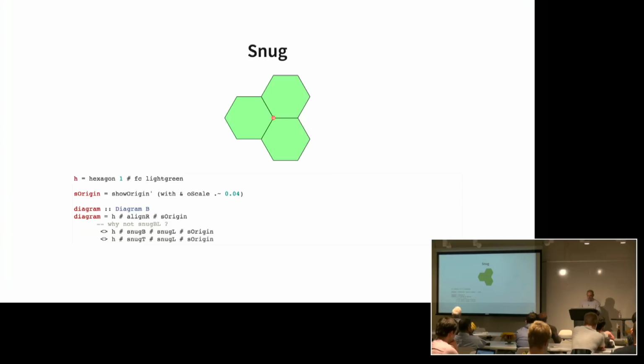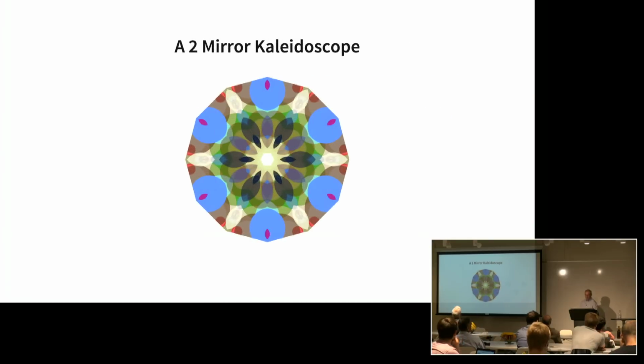Okay, so I think we promised to use diagrams to make some fun things. I don't want this talk to be all about the technicals of where origins are and how we calculate boundaries. So I thought we'd use diagrams to create a two-mirror kaleidoscope.